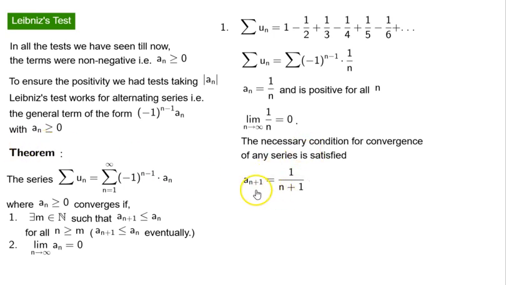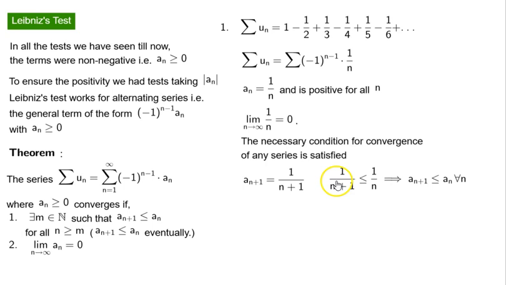Now let's take the next term, A sub n plus 1. That would be equal to 1 by n plus 1. We need to figure out whether A sub n plus 1 is less than or equal to A sub n, eventually at least. So let's see, 1 by n plus 1 is less than or equal to 1 by n. So here the left hand side has a bigger denominator. That means it is a smaller quantity, LHS. Which implies A sub n plus 1 is less than or equal to A sub n for all n.